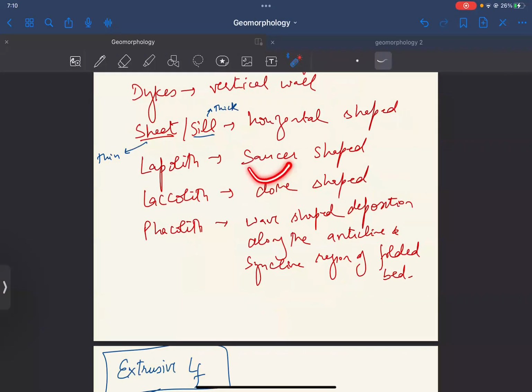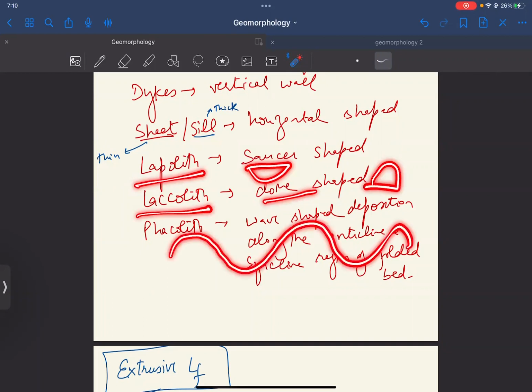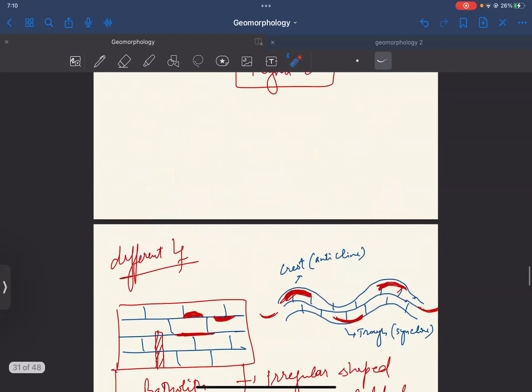Saucer shape landforms are known as lapolith. Dome shape are known as laccolith. And if they are present in the anticline and syncline regions of folded mountains, they are known as phacolith. That is it. This is the basic thing you need to remember.